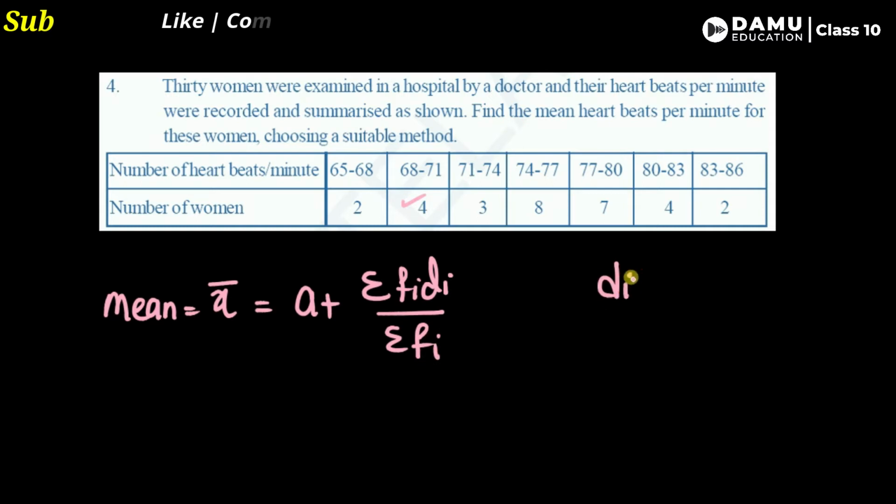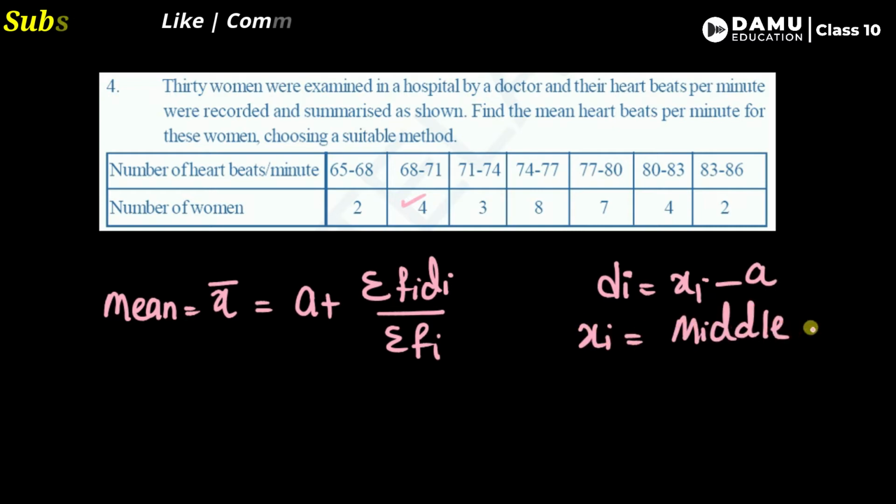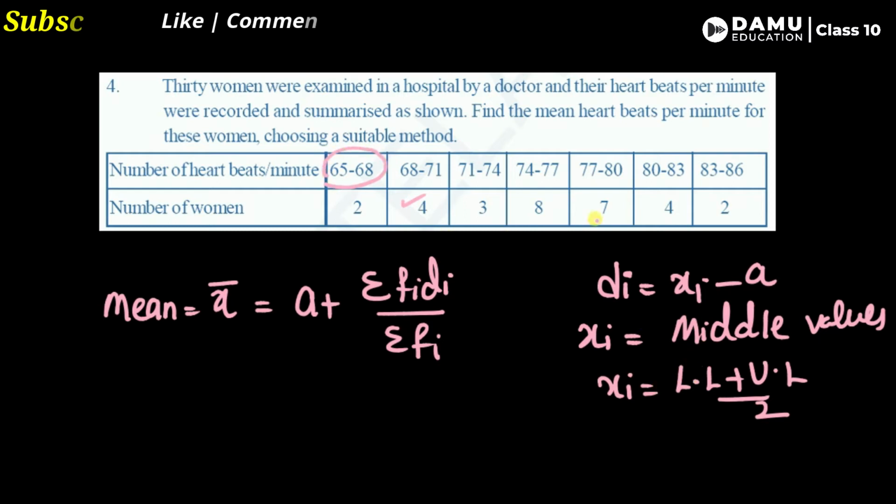Here di will be equal to xi minus a. So xi is nothing but the class marks, that is, the middle values from the intervals. We take xi as lower limit plus upper limit by 2, the average of these two values. That is how we calculate the xi values. Then the assumed mean: any assumed mean from these values we can check. What is meant by deviation is, from the assumed mean, the deviation value of the middle terms. Like this we have to find it.